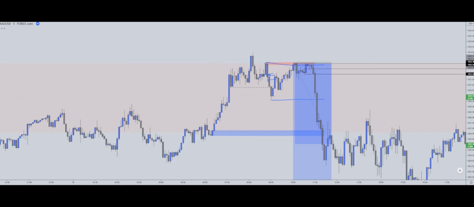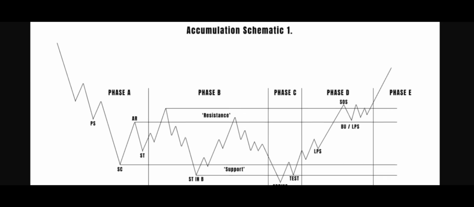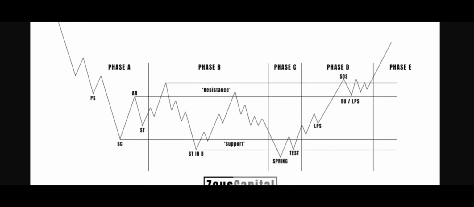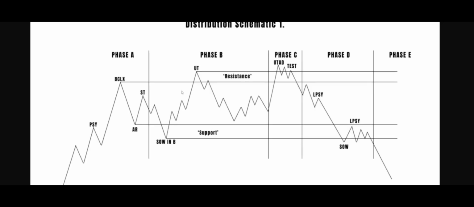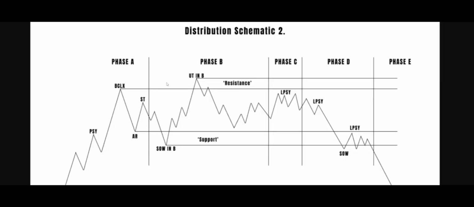I'll show you now. If we look at schematic number 1 in accumulation, I look for the 3 lows, so the SC, ST, and spring. I don't focus on these highs, because anything can happen on the highs in the distribution case, because sometimes you may see the automatic reaction be lower than the sign of weakness. So I only focus on the 3 points, and sometimes if you only get 2 points, then that one might be a distribution schematic number 2.